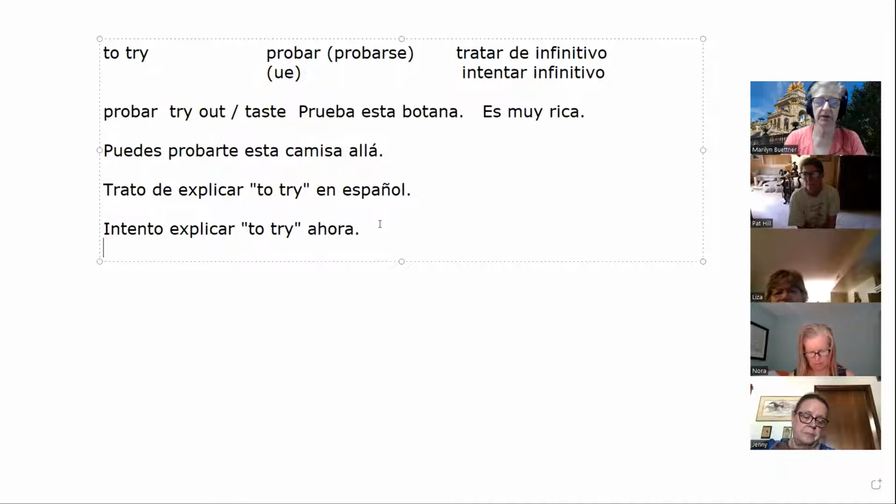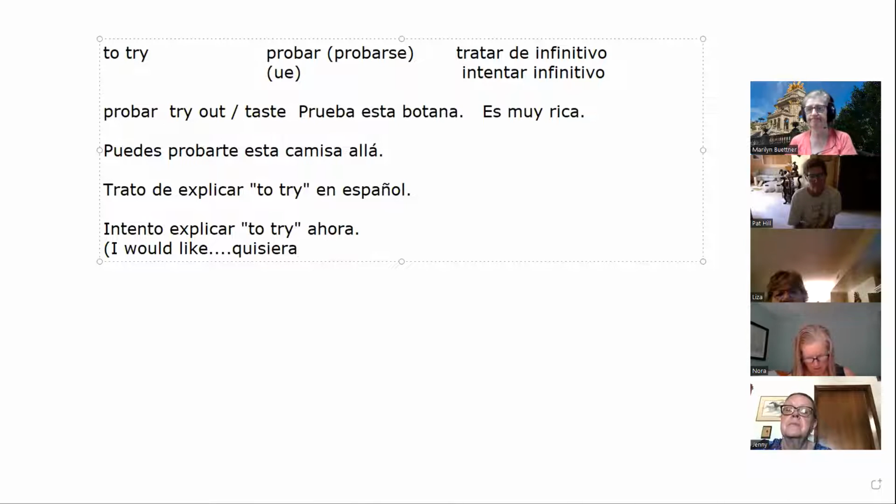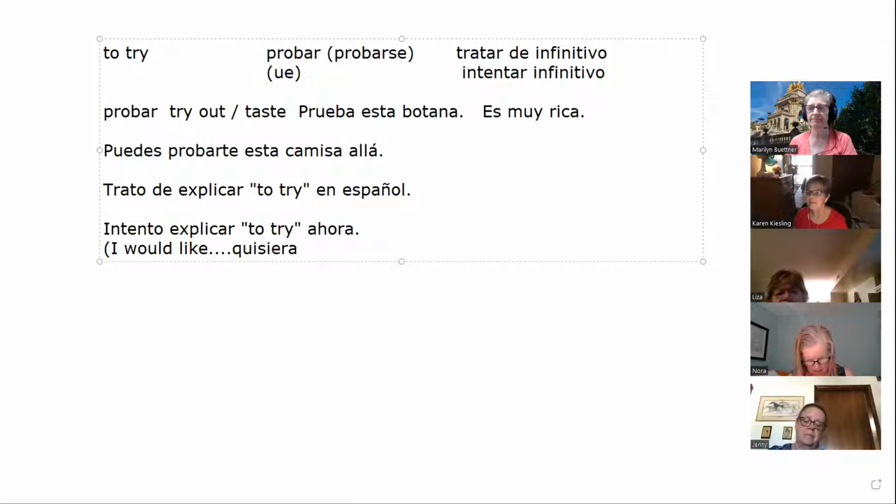But if you want to get really technical, the "I would like" is this word here. Quisiera. Quisiera. Okay. That's not going to be obvious to you. Quisiera is a super, super polite word that they use when they want to insert the idea of "I would like." Okay. But it is super polite.